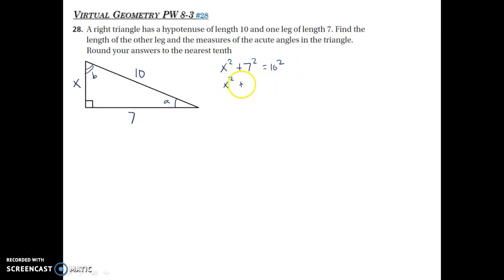So x squared plus 49 equals 100. If we subtract 49 from both sides, we get x squared equals 51. And then if we take the square root, and we're measuring a distance which has to be positive, so we don't have to worry about plus or minus, x equals the square root of 51, and it says round your answers to the nearest tenth.